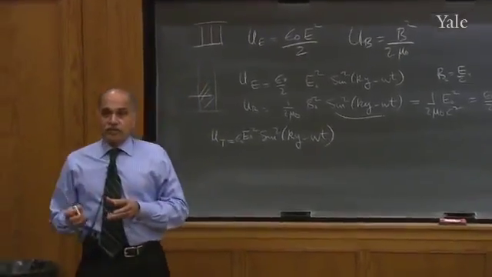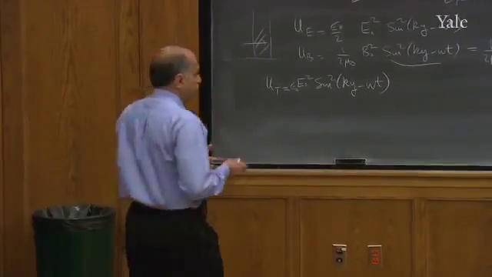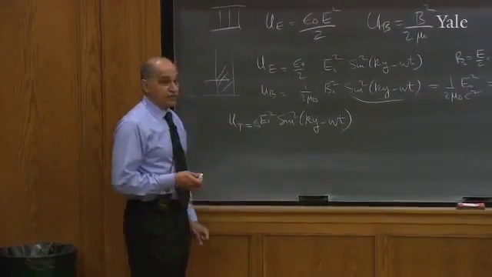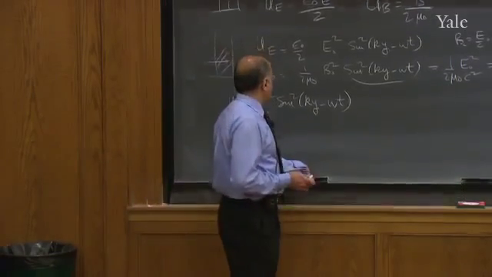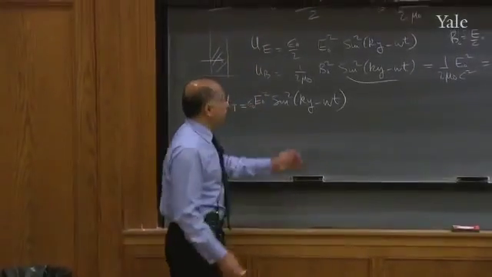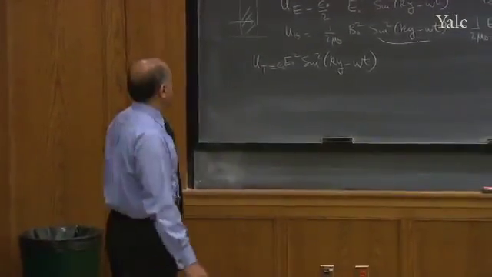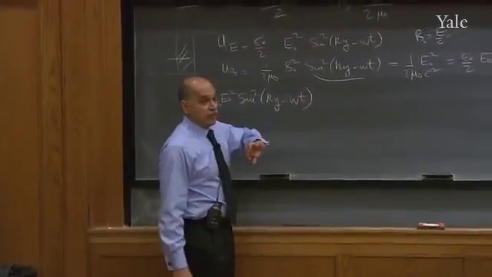So even though the magnetic field is weaker than the electric field by a factor of 1 over c, you might think it's negligible in terms of energy, but it has the same energy density. You add them up, you get that. Now you can see this energy density is time dependent and space dependent, because it oscillates with time at a given point and with space at a given time.